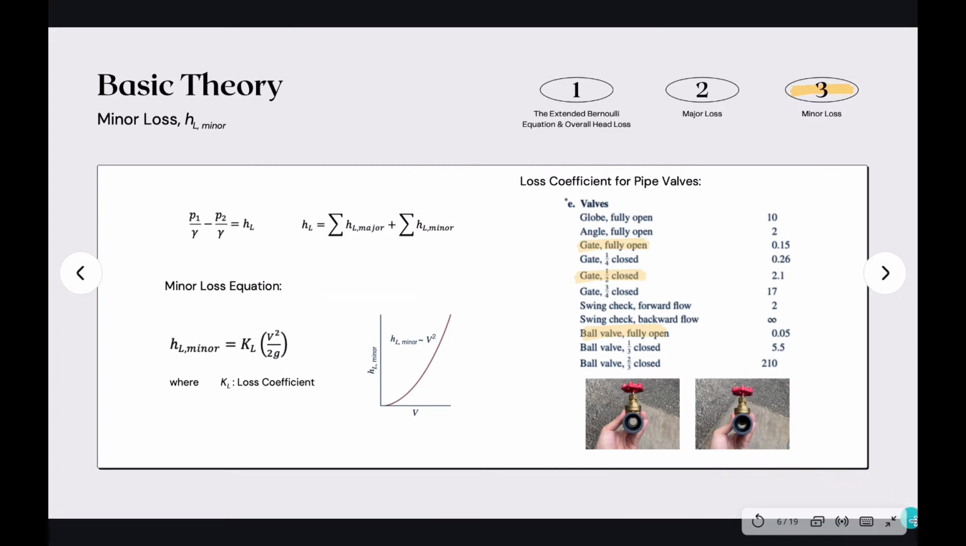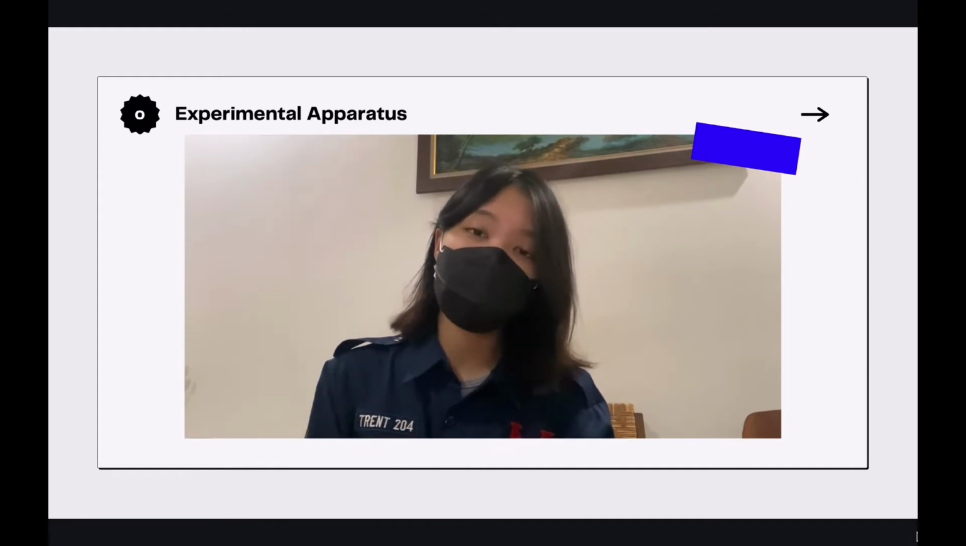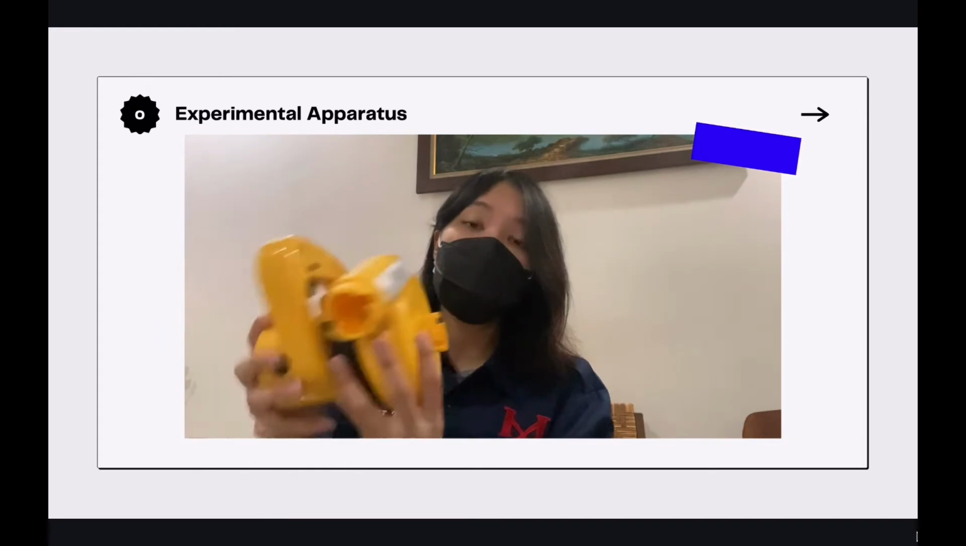These pictures below depict a gate valve when it is at the fully open position and at approximately the half-closed position. Okay, so in this segment, I will walk you through the apparatus and measuring devices we will be using for this experiment. The first one is the hand blower.